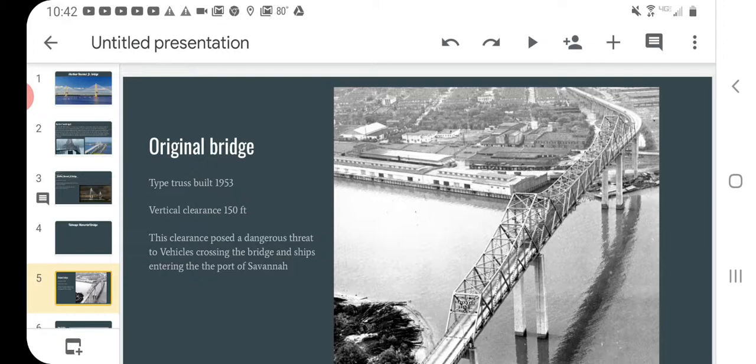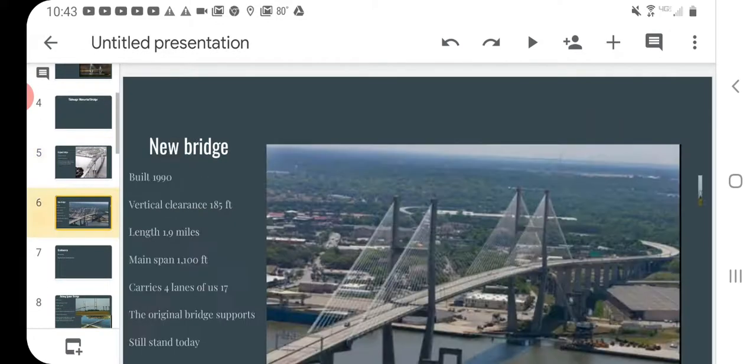The vertical clearance was 150 feet. This posed a dangerous threat for the bridge, as a ship could have hit the bridge and could have caused danger to the cars crossing the bridge. I'm glad this did not happen.